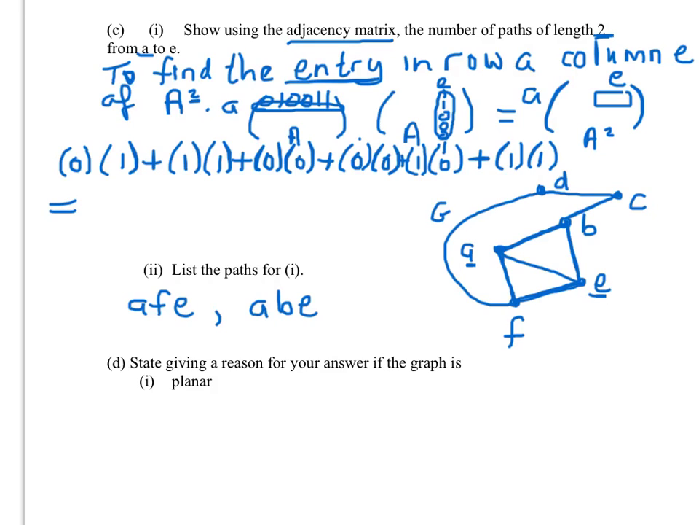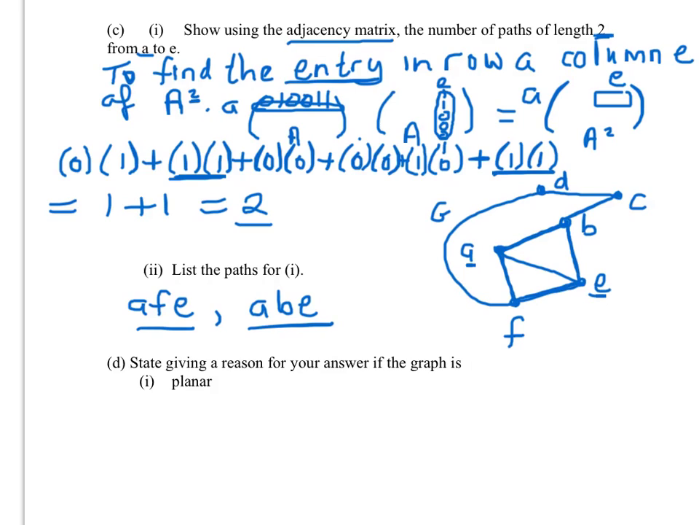0 by 1 is obviously 0, but 1 by 1 is 1. 0, 0, 0, and the last entry, 1 by 1 is 1. So it's 1 plus 1, which is equal to 2. So there are two paths of length 2 from A to E. And that's what we found in part 2 anyway. When we went to list the paths, we found there were two paths, AFE and ABE.